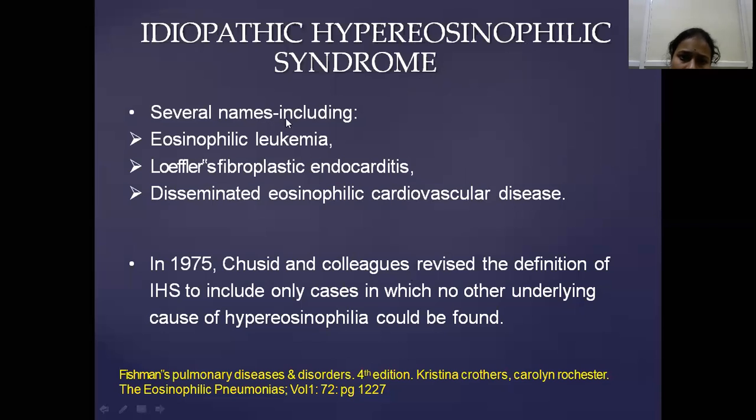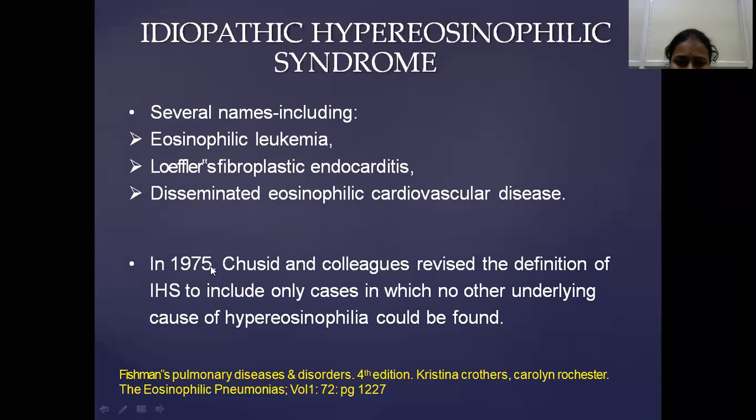The other names of idiopathic hypereosinophilic syndrome are eosinophilic leukemia, low flux fibroblastic endocarditis, or disseminated eosinophilic cardiovascular disease. In this also there is involvement of multiple organs. In Churg-Strauss and idiopathic hypereosinophilic syndrome, there is multi-organ system involvement.